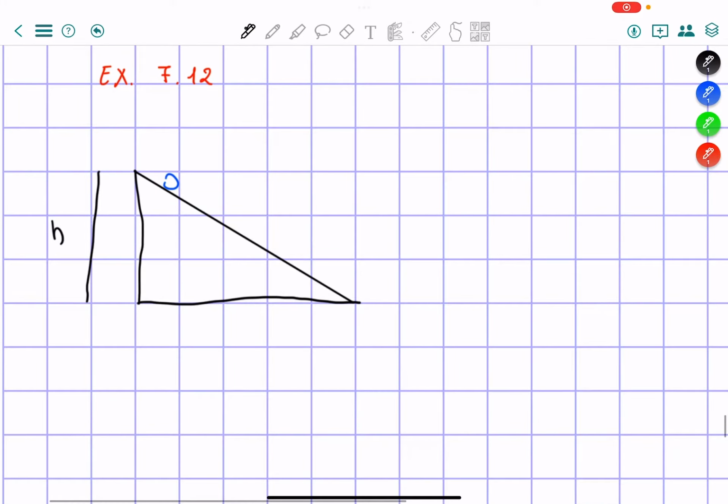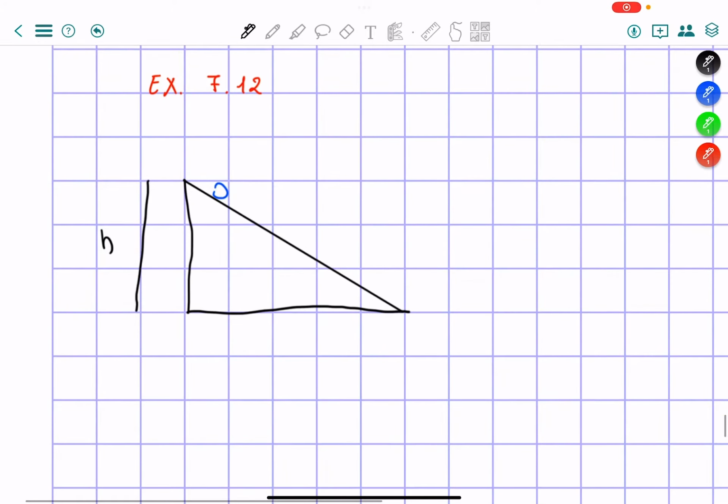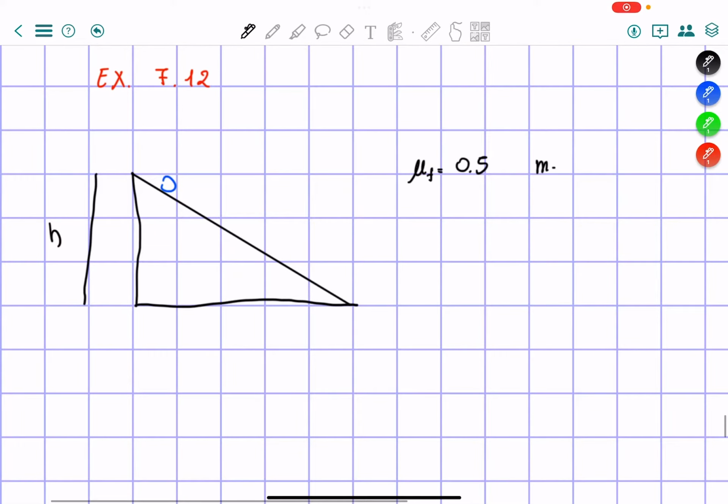I know that, for example, the coefficient of friction is equal to, let's say, 0.5. The mass of this ball is equal to 1 kilogram. So I can find the acceleration of this ball, but I have to do a couple of things first.